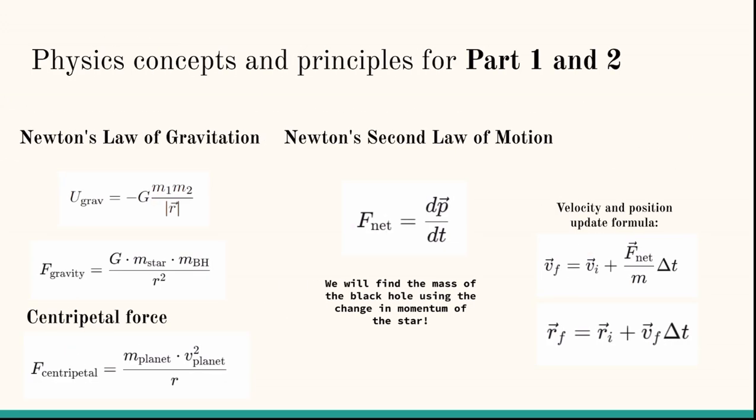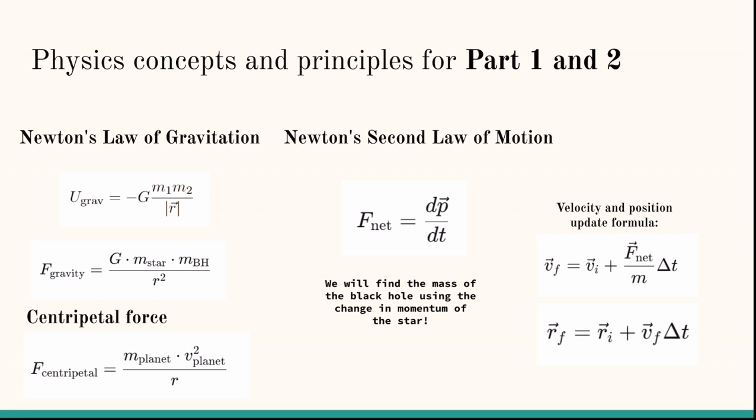The physics concepts and principles for both parts of this lab rely on two things. Newton's law of gravitation, which says that the force of gravity is equal to G times the two masses over r squared, applicable to both part 1 and part 2. Next is Newton's second law of motion, dp over dt is equal to F net. We can use this to find the mass of the black hole, and also to find the initial velocity in the second part of the lab.